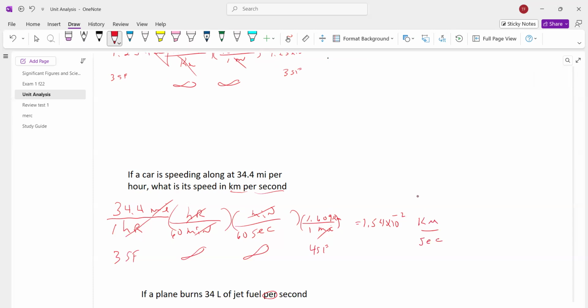Okay, is everyone okay with this? We're just canceling the units till we get what we want in the end. That's a little game. You have just conversion factors, cancel, cancel, cancel, till you end up with what you want.